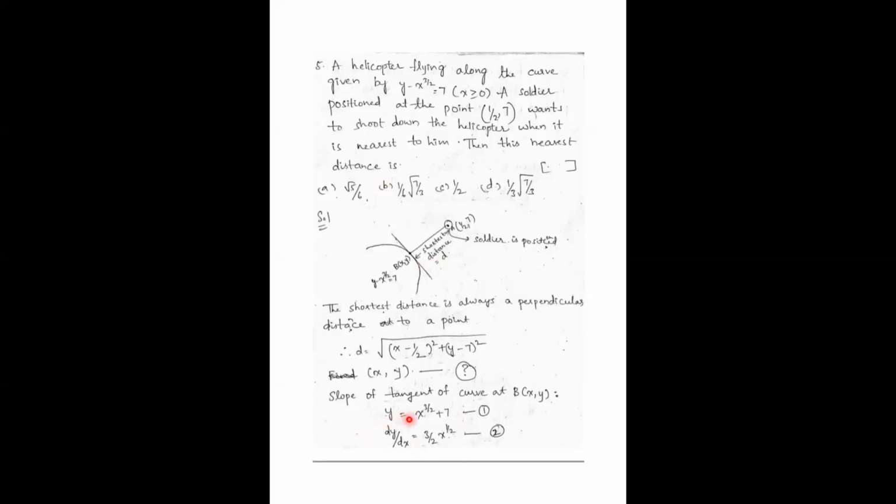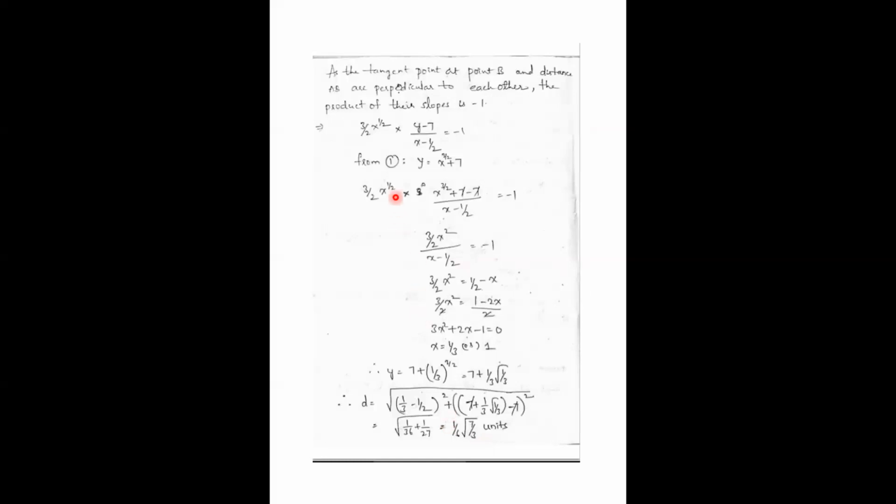Now to find x and y values, first of all we need to differentiate y equal to x power 3 by 2 plus 7. That is equal to 3 by 2 x power 1 by 2. Let this be equation 2. As the tangent at point B and the line AB are perpendicular to each other, the product of the slopes is minus 1. That is 3 by 2 x power 1 by 2 into (y minus 7) by (x minus 1 by 2) equal to minus 1. This is equation 1.